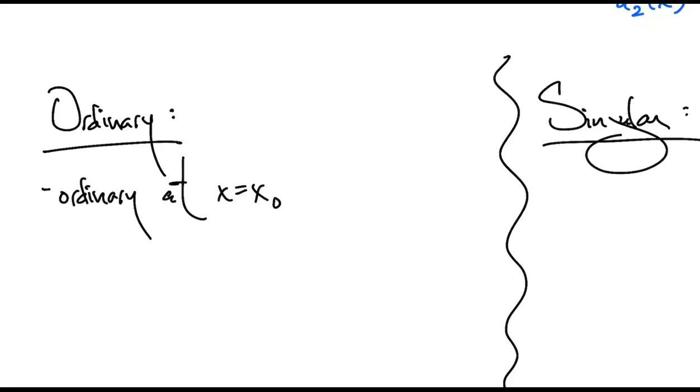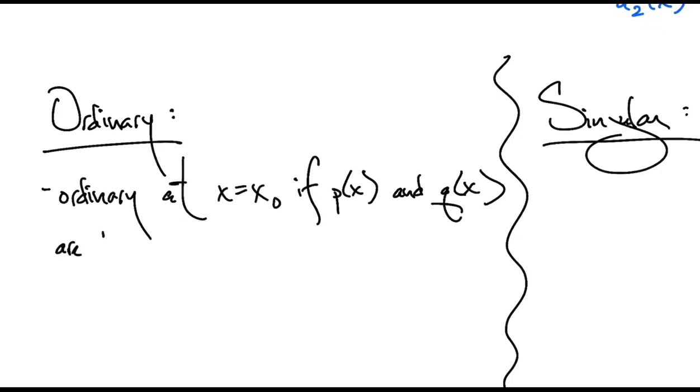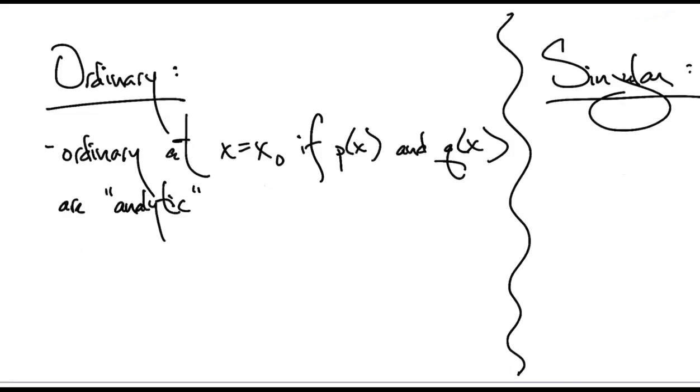But it will be ordinary at this center point if P of X and Q of X, so those two coefficients that we got when we divided that A sub 2 away, if those two coefficients are something called analytic, right? Now, that was one of the terms that I said, hey, I just want you to kind of read ahead and see what you think these mean, right? I didn't mean that you had to teach yourself what those mean.